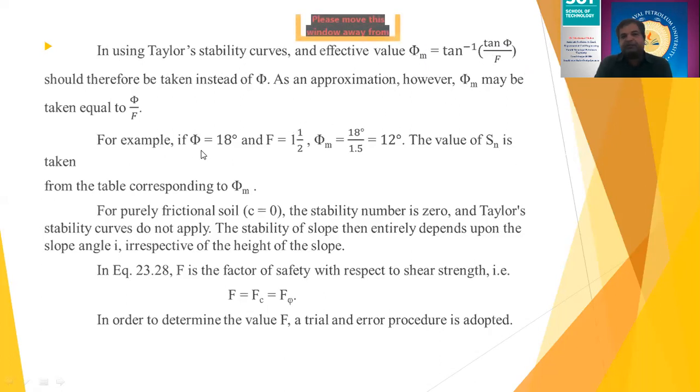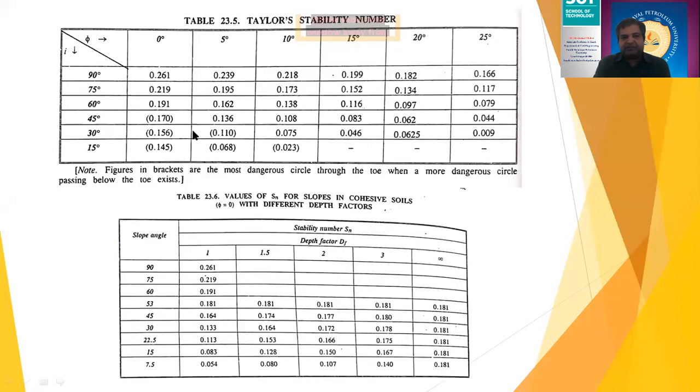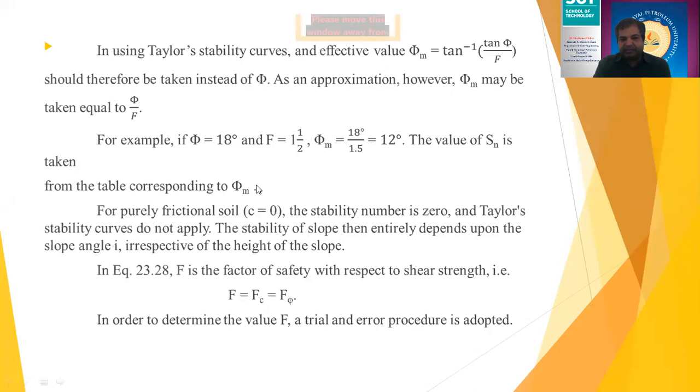Now, for example, suppose you have the value of phi as 18 degrees, and the factor of safety you want to consider is 1.5. Then phi m is nothing but 18 degrees, which is phi, divided by the factor of safety, which is 1.5. So 12 degrees will be the value of phi m. And the value of Sn you need to take from the corresponding value of phi m, which is from here, right? So you will get the value of Taylor stability number.